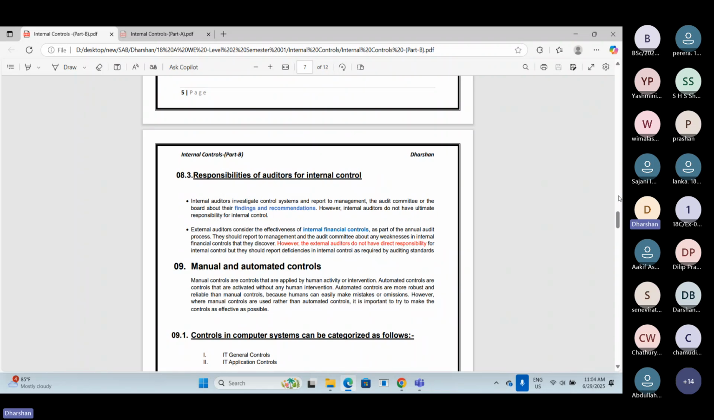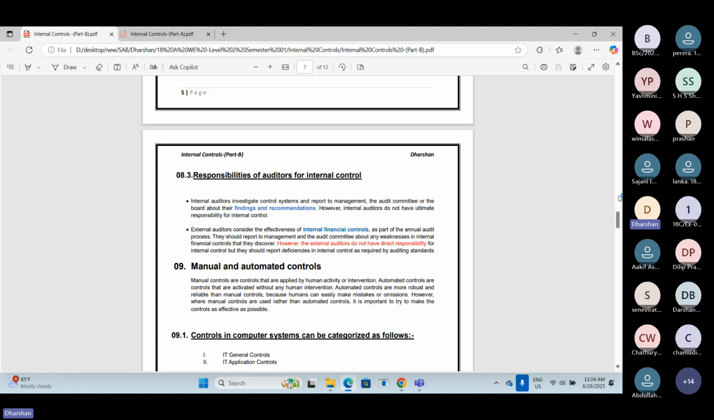Internal auditors should review the effectiveness of internal control of the organization at regular interval. That's the first point. Second one, after reviewing, they should identify the weaknesses of internal control. And third point, they should recommend strategies. Okay, in short form, we can say recommendation. They should provide recommendations to overcome the weaknesses. This is the internal auditor's responsibility regarding internal control.